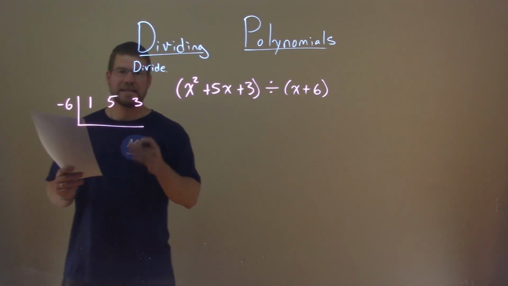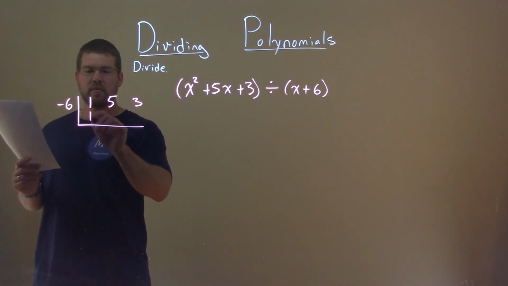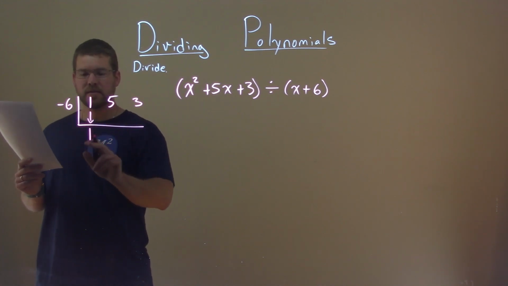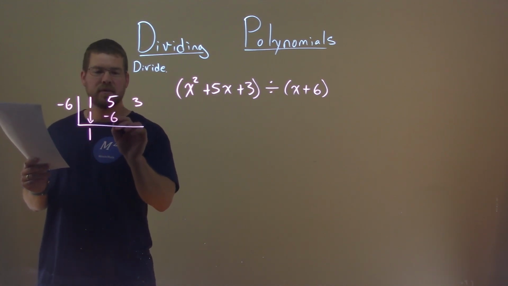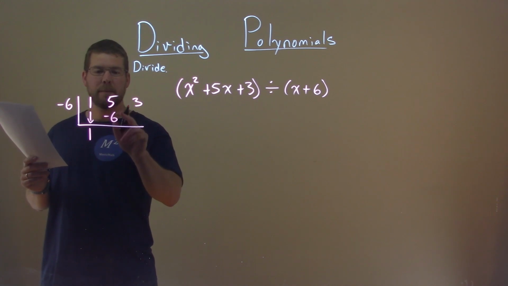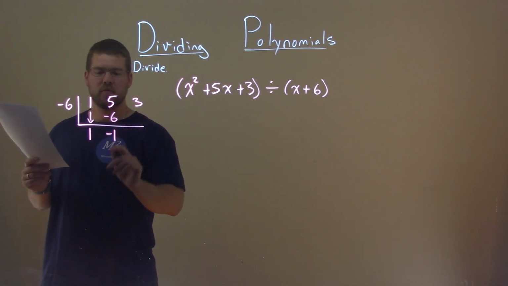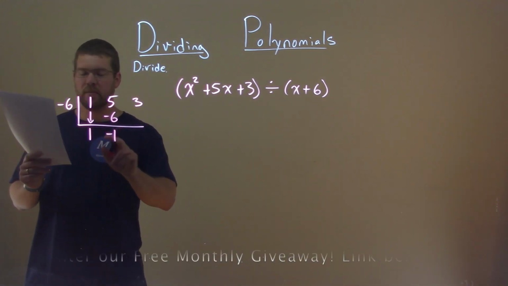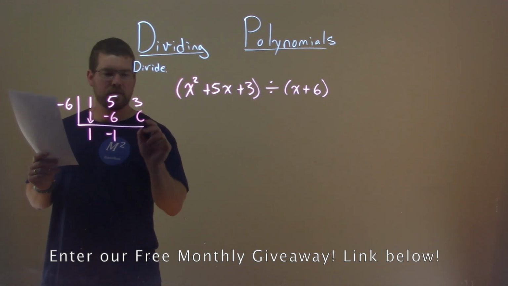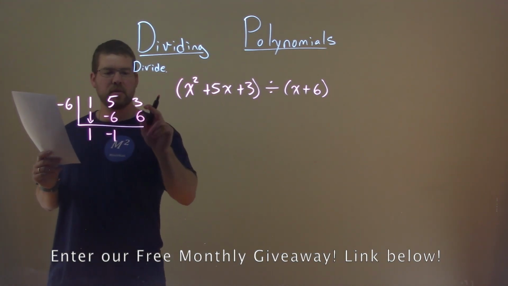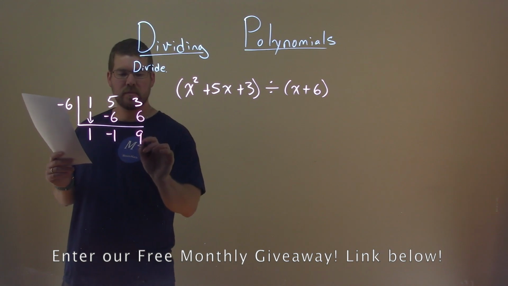Now we can apply synthetic division. Bring down the 1. Negative 6 times 1 is a negative 6. 5 plus a negative 6, negative 1. Negative 6 times a negative 1 is a positive 6. Add them. 3 plus positive 6 is a positive 9.